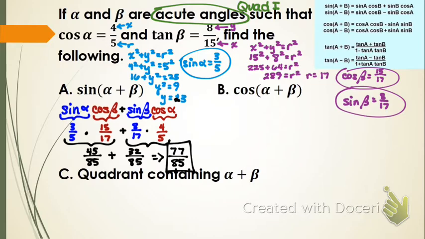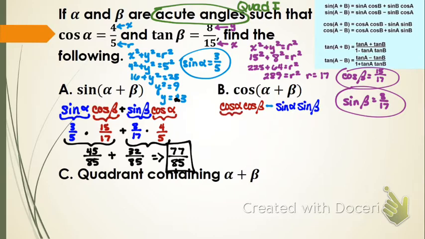How do I find cosine for alpha plus beta? The equation up there, yes. Which is what? Cosine, cosine. So cosine alpha times cosine beta. What operator? Minus. Sine alpha, sine beta.